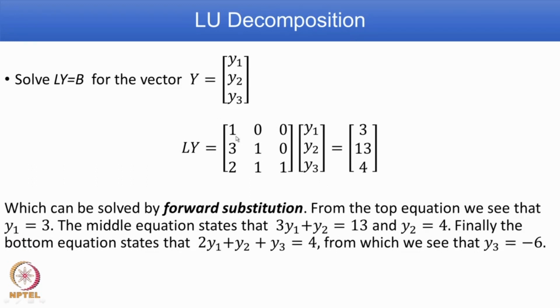If you perform the operation from the top, it is directly known y1 is equal to 3. Now, perform the operation for the second row, we get 3y1 plus y2 is equal to 13. y1 is already determined, substitute, and you get y2 to be 4. Now, from the last row, we get 2y1 plus y2 plus y3 is equal to 4. In this, y2 is known, y1 is known, solve for y3, and you get the value of minus 3. So, in the setup Ly is equal to b, we have now got y.